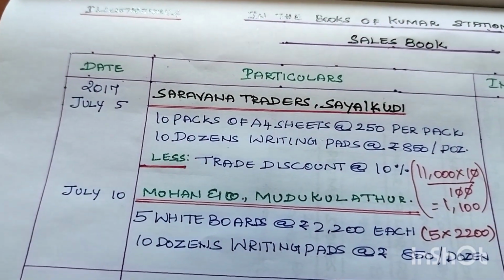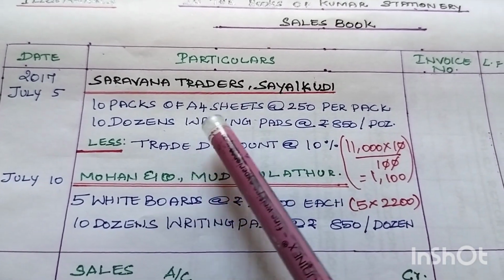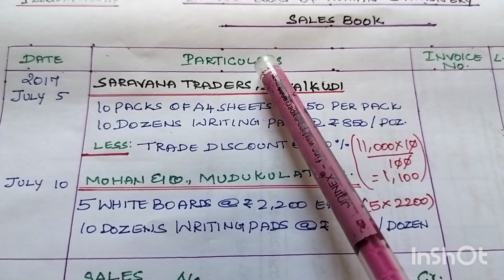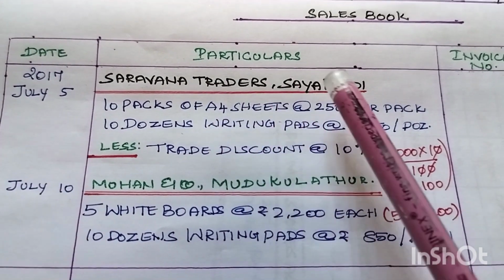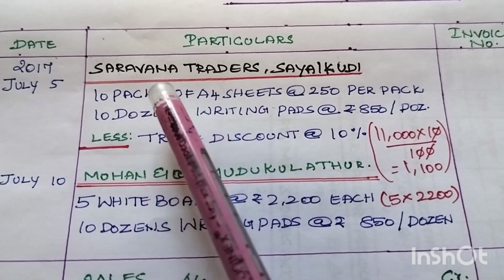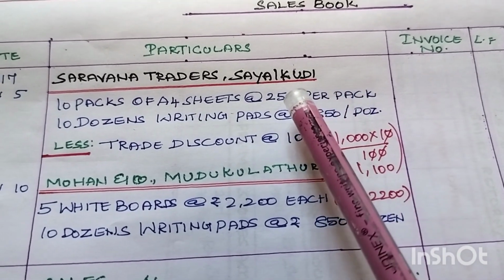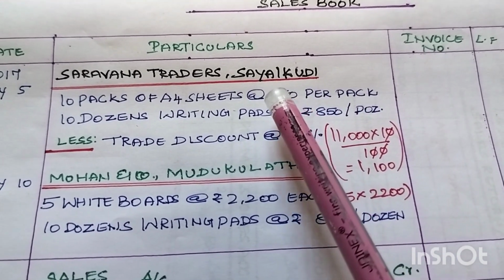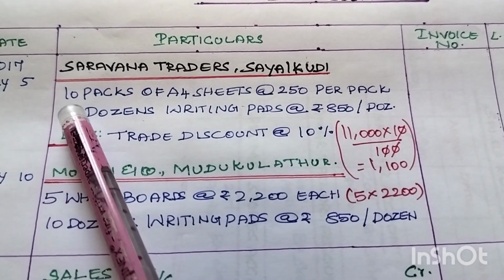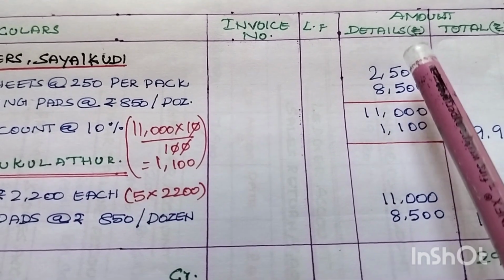So dated 2017 July 5, the customer name, the details of the product and the rate of the product, all we are going to enter into the particular column. The customer name is Saravana Traders, Soyalkudi. The details of the products we have to write here: 10 packs of A4 sheets at rupees 250 per pack. One pack of A4 sheet is rupees 250. How much for 10 packs? You have to multiply 10 into 250. You got 2500. You should enter it into the details column.